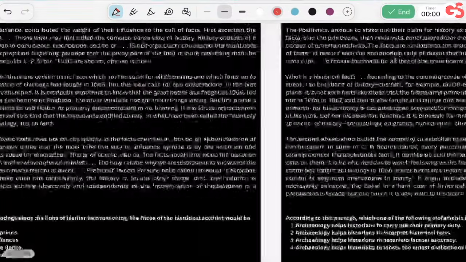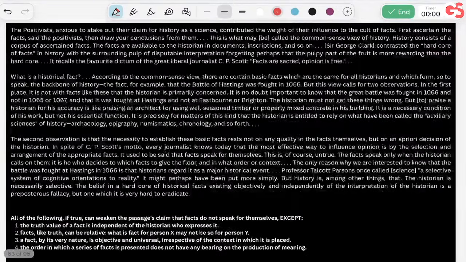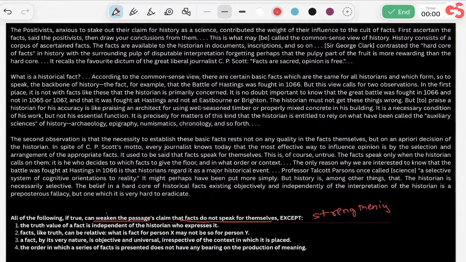All right. Any question you want to see again? Okay, let me explain. First question says all of the following, if true, can weaken the passage's claim that facts do not speak for themselves except. If true, can weaken except. That means we talk about strengthening. Is that clear? So two negatives make a positive.